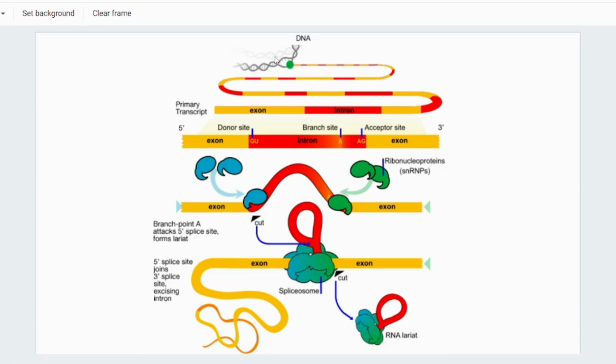Proteins associate with the mRNA near the exon-exon junctions, forming the exon junction complex. The exon junction complex plays a role in mRNA export, translation regulation, and nonsense-mediated mRNA decay, which plays an important role in degradation, influencing mRNA turnover.